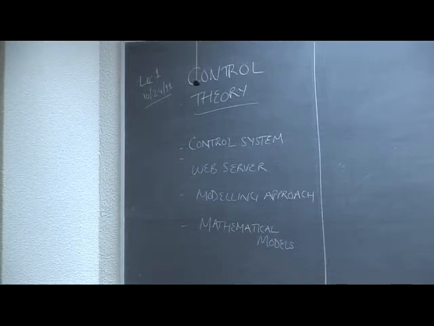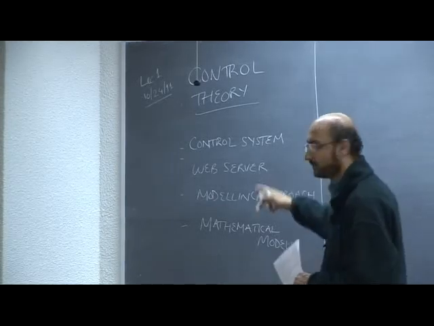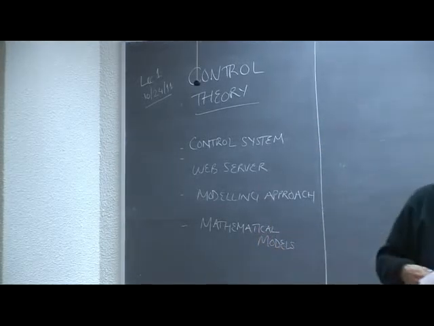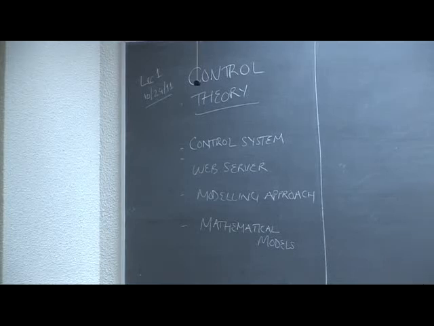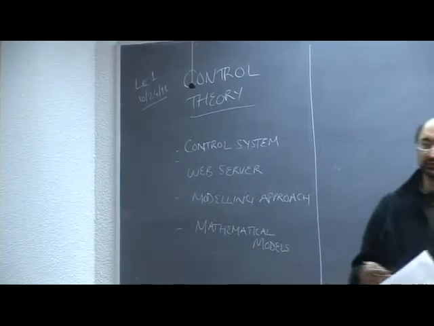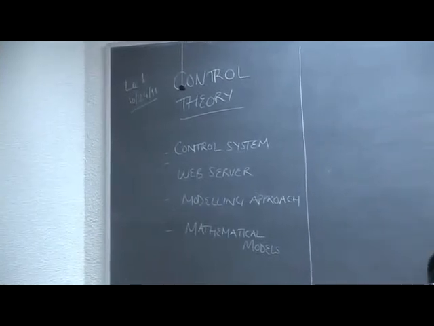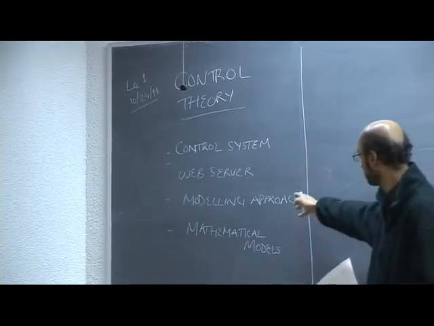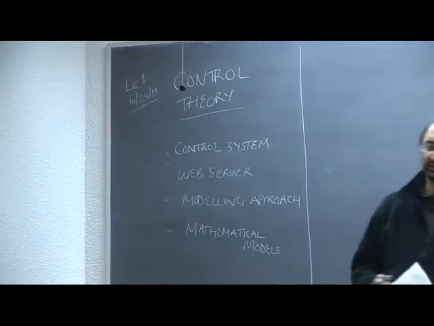But what I'd like to do first today is to talk about the big picture of the control system, and then we'll look at a few systems which all fit into this overall model. And all the examples in this chapter are based on the same basic system, which is called the web server system. So what I'm going to do is describe the web server system, and then we'll use that for describing the modeling approach, some mathematical models, etc.